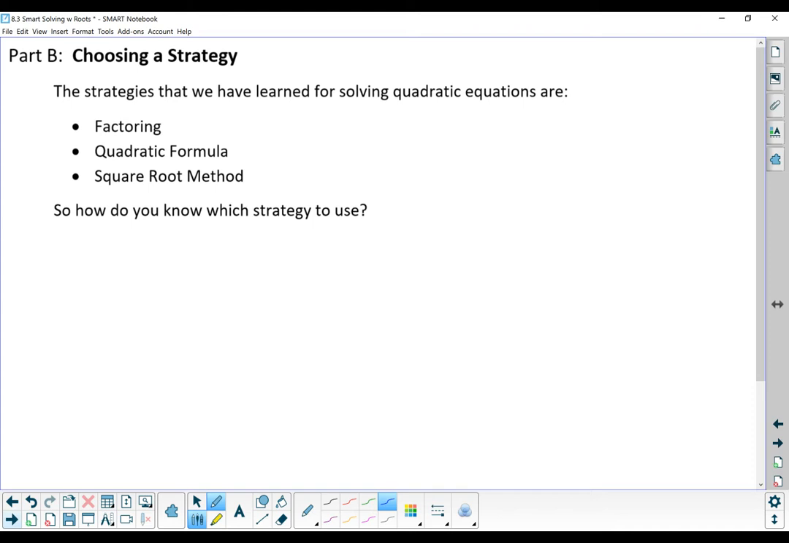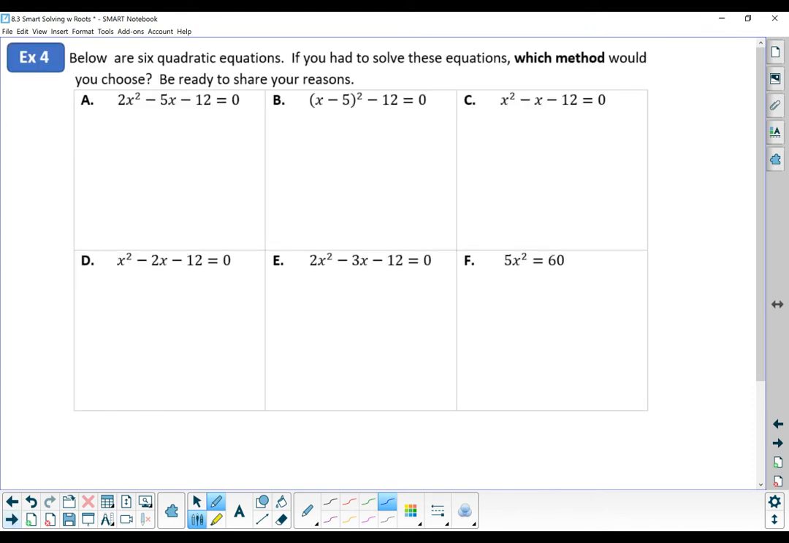So we've learned several strategies for solving quadratic equations so far. We've learned how to factor, we've learned how to use the quadratic formula, and we've talked about the square root method. So the question becomes, how do you know which strategy you should use when you see a problem? So I have 6 problems for you to look at and think about which method you would choose. And in class, we kind of shared our reasons, but this is a video, so I'm just going to kind of talk about them.